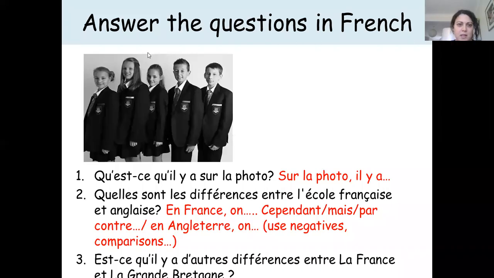Okay. Now this task that I'd like you to do is now to answer these questions in French. Okay. So qu'est-ce qu'il y a sur la photo? What's on the photo? I've given you a sentence starter here to describe what you can see on the picture. So sur la photo, il y a, always recycle the questions, okay? Sur la photo, on the photo, there is or there are means il y a.